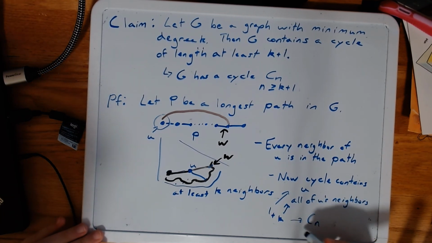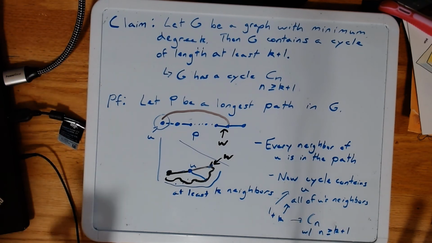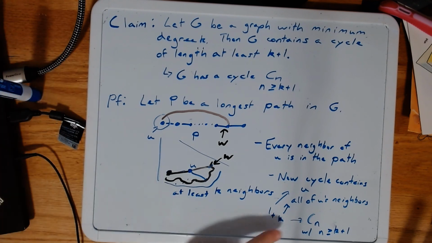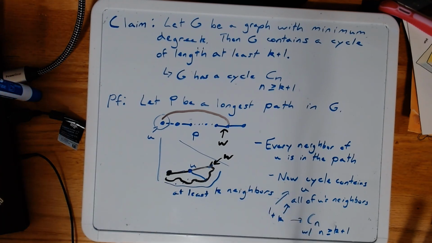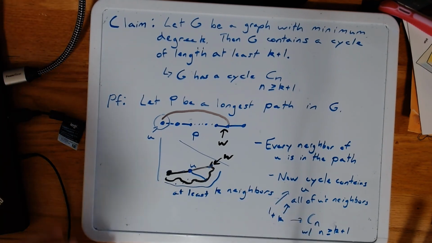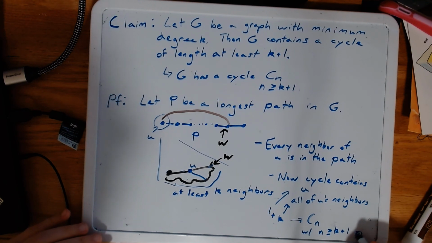Right? There might be other vertices in there. So that's a little more specific, right? A cycle of length n where n is at least k plus 1. And that's what we wanted to prove. So we're done.